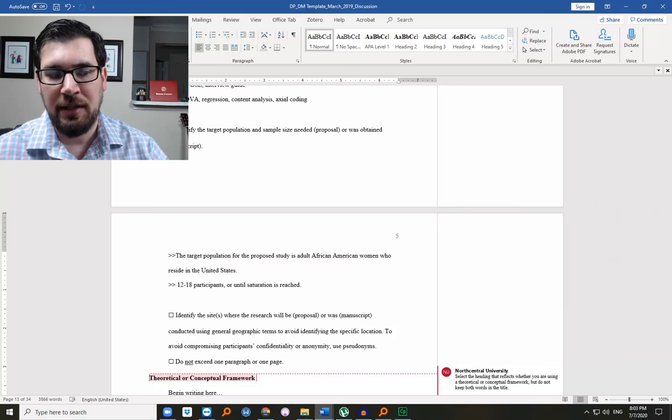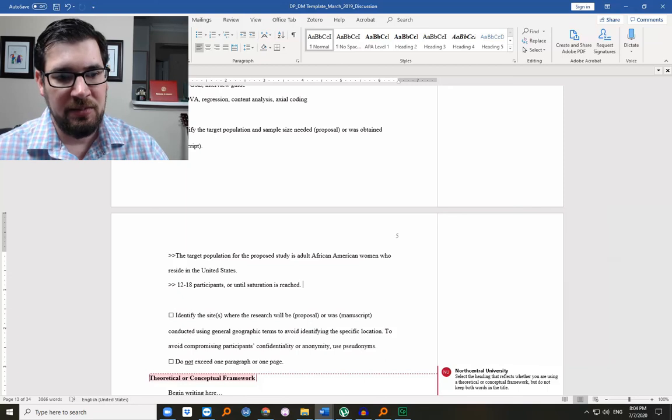So reaching saturation, going just a bit to make sure that you reach saturation, is not a bad idea, but you do not necessarily want to keep going and going and going when you keep hearing the same thing. That's wasting your time and the time of the potential participants.